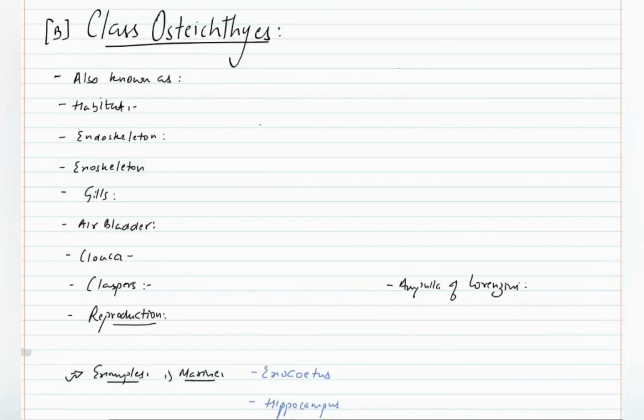In the previous video, we had discussed about class Chondrichthyes. In this video, we are going to discuss about class Osteichthyes. Osteichthyes are also known as bony fishes, or teleostomi. They are both marine as well as freshwater fishes.